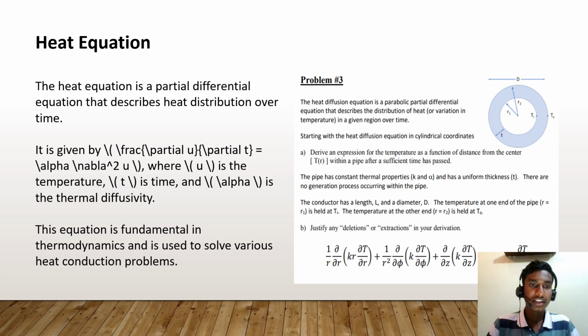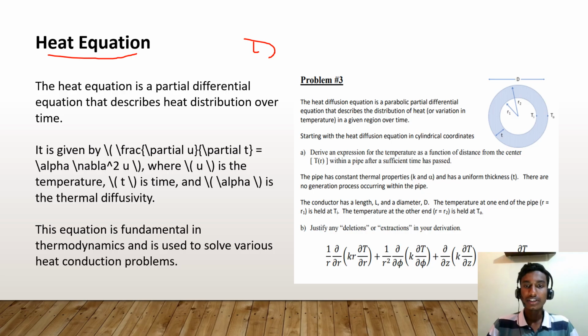Next, let's go to the heat equation. The heat equation is a partial differential equation that describes the heat distribution over time. It is given by the partial derivative of U with respect to T, that is ∂U/∂T, where U is the temperature, T is the time, and alpha is the thermal diffusivity. This equation is fundamental in thermodynamics and is used to solve various heat conduction problems.